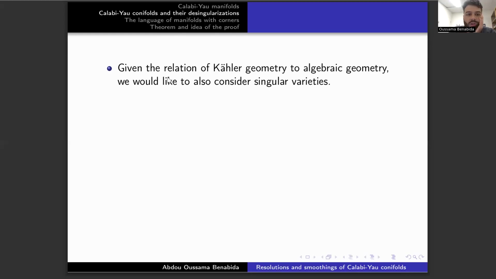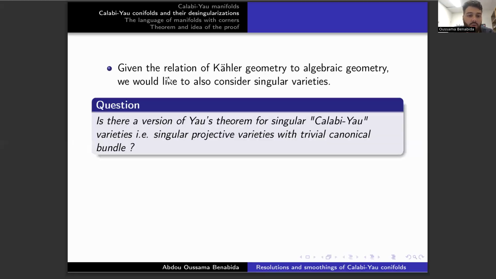So in general, lots of projective varieties are actually singular. They're not necessarily smooth. So we want to know if there is a version of Yau's theorem, so Yau's proof of Calabi's conjecture, in the case of singular Calabi-Yau varieties. What we mean by that is that these are singular projective varieties with trivial canonical bundle.